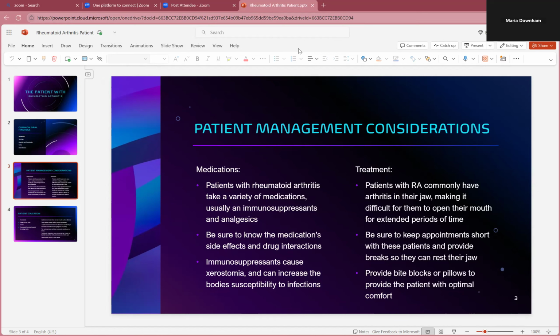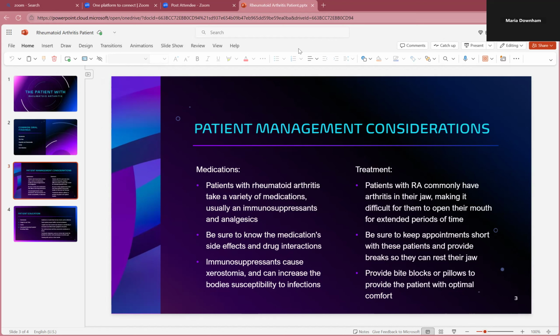We also have to be sure we know the medication side effects because as dental hygienists, we will be administering medications such as local anesthesias. So we have to know the interactions of the medications they're on.